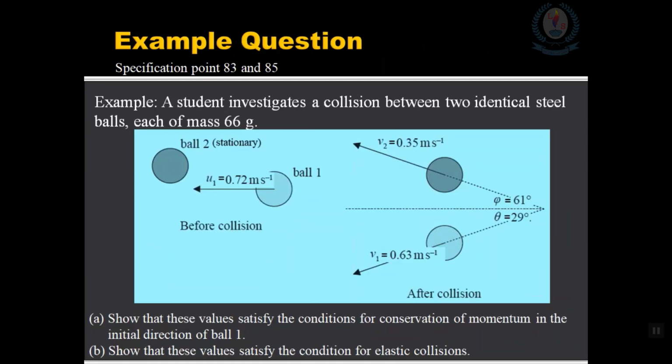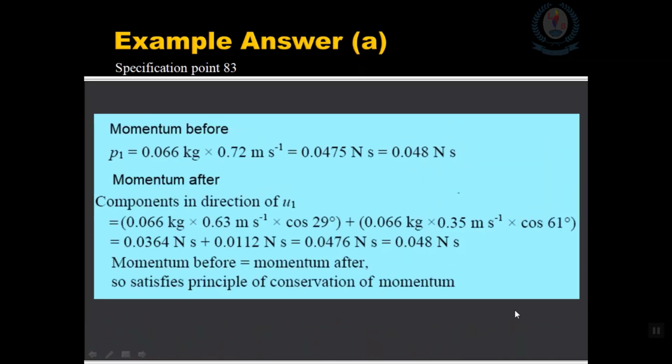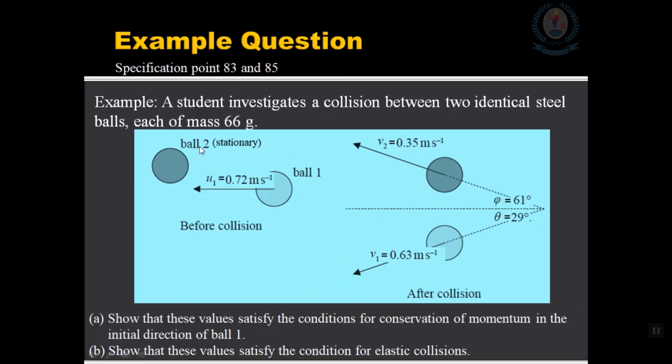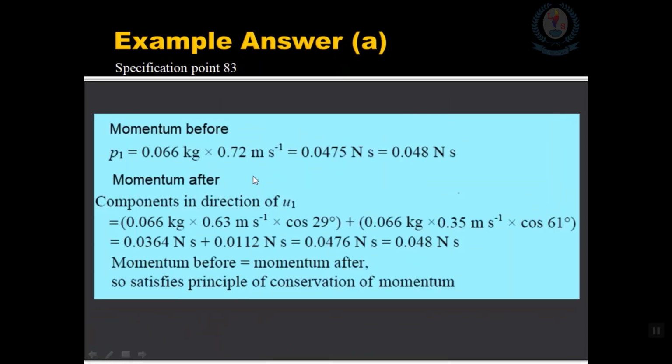Okay. A small question about energies. Now we have shown that these values satisfy the condition for conservation of momentum in the initial direction of ball 1, which is towards left. And finally we have shown that these values satisfy the condition for elastic collision. Okay. Momentum before 0.048. How do we calculate it? Mass into velocity, and it would give us 0.048.